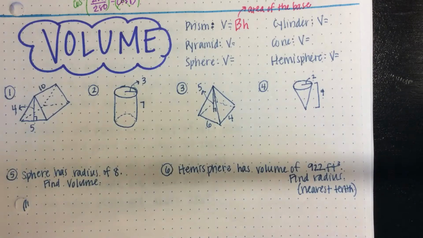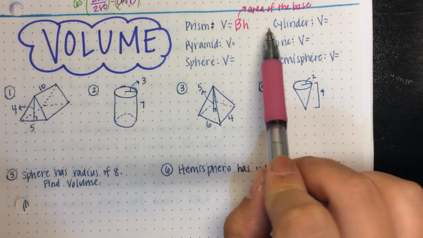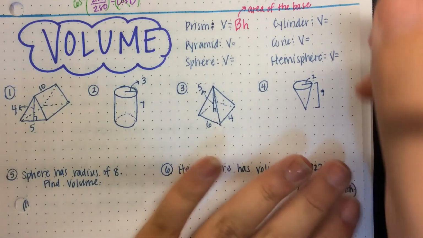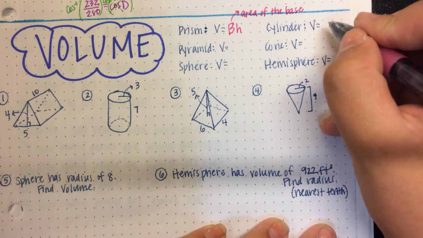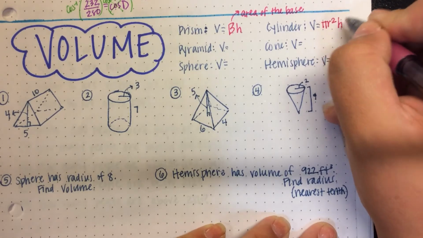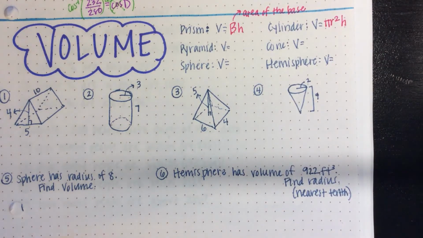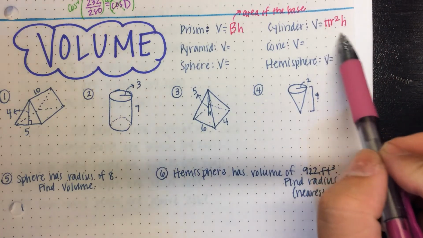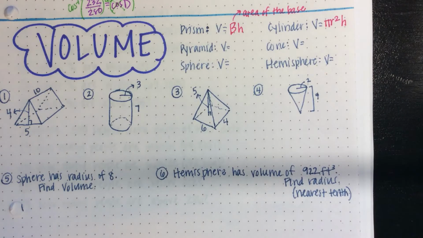Now a cylinder is the same formula, so it's area of the base times the height, but a cylinder always has a circular base. So we can get specific. Instead of saying area of the base times the height, I know how to find the area of a circle, and that's pi r squared. So I have pi r squared h. It's the same thing, right? But because it's always a circle, I can go ahead and write a formula specific to a cylinder.